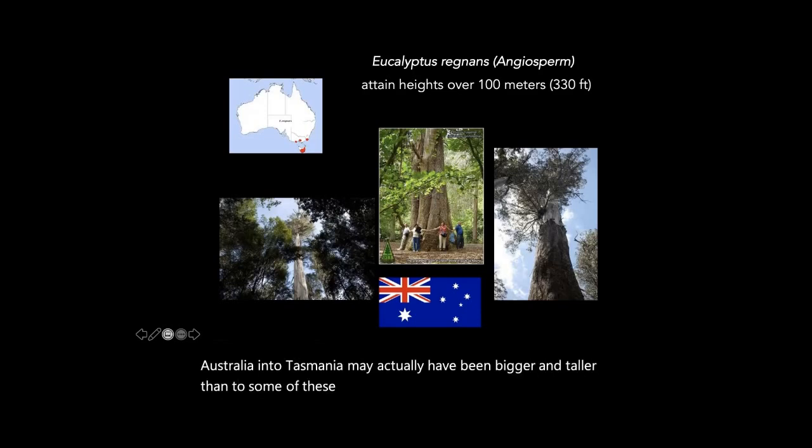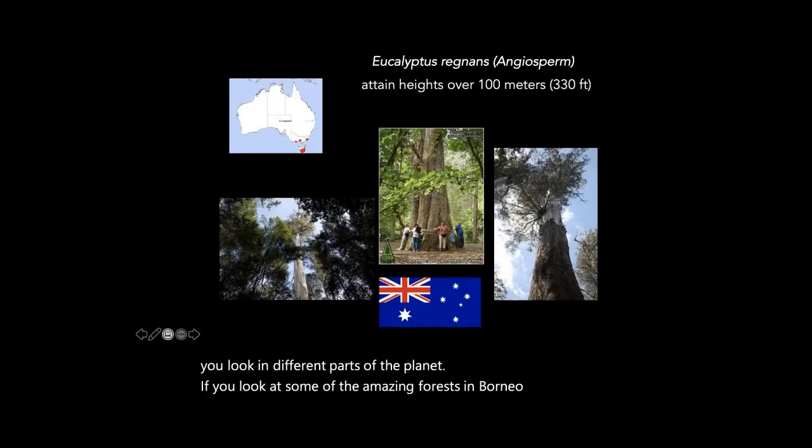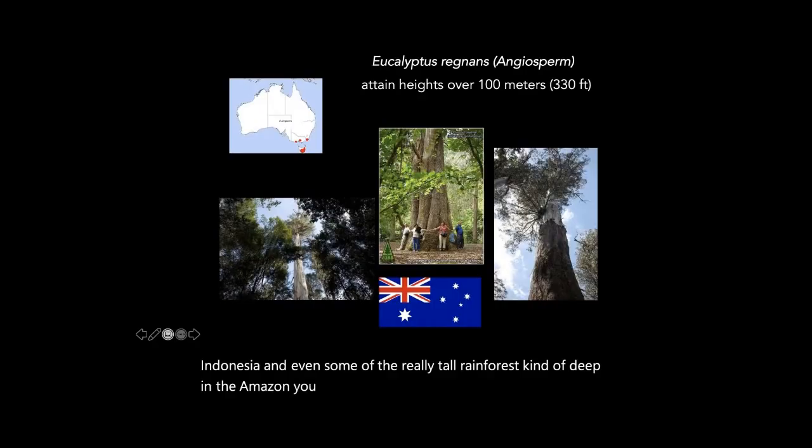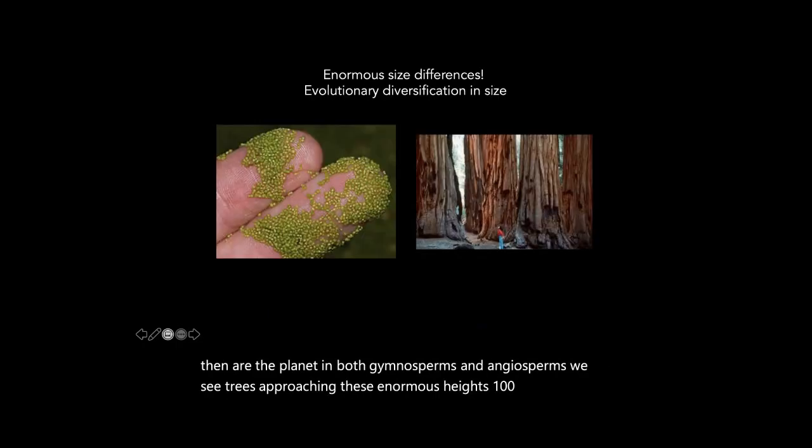Okay. And it actually turns out that if you look in different parts of the planet, if you look at some of the amazing forests in Borneo and Indonesia, and even some of the really tall rainforests deep in the Amazon, you can find tropical trees that start to approach a similar height of about 100 meters, okay? So in multiple parts of the planet, in both gymnosperms and angiosperms, we see trees approaching these enormous heights, 100 meters, which is really incredible.